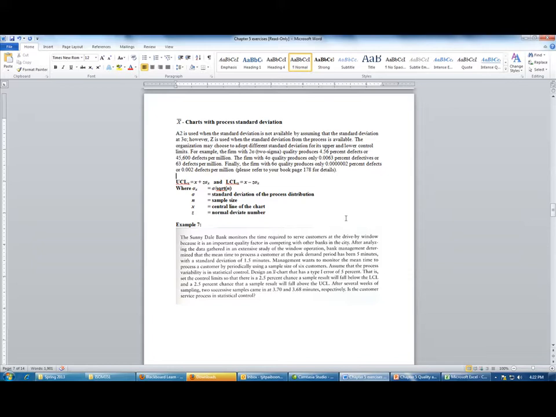In order to construct the upper and lower control limits, we will use X bar plus or minus Z sigma X. Sigma X stands for the standard deviation of the sample mean, which is equivalent to the standard deviation of the process divided by the square root of the sample size. We will use example 7, Sunnydale, as an example. It's also a good way to discuss type 1 error.